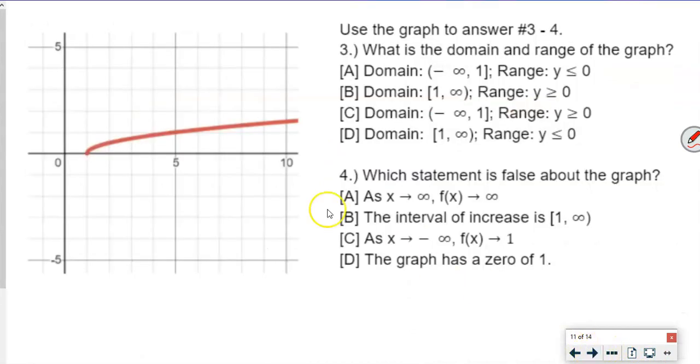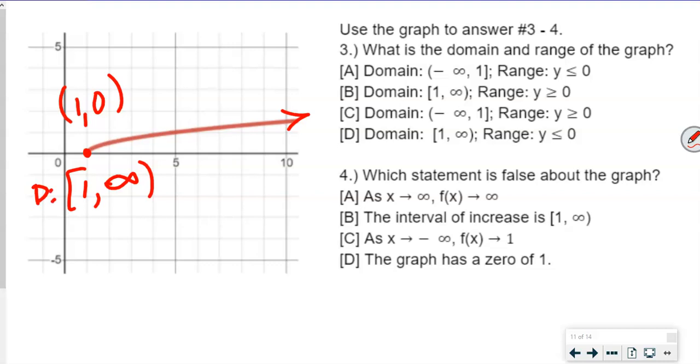All right, so this says use the graph to answer 3 and 4. Use this graph. So what is the domain and range again? So here's our starting point. So that's going to be what? 1, 0. So our domain starts at what? Our x values. So our x values start where? At 1, and where do they go? Where's the arrow pointed? To infinity, right? So this would be 1 to infinity.